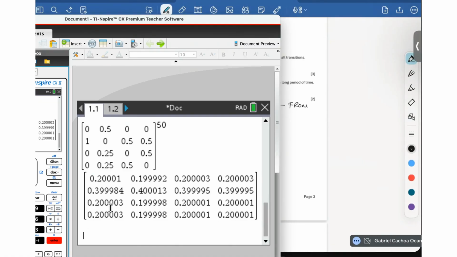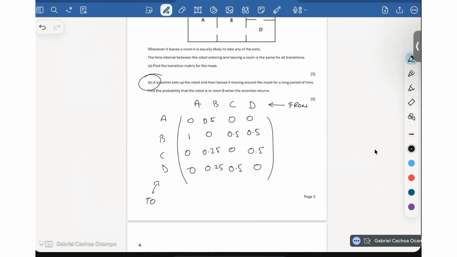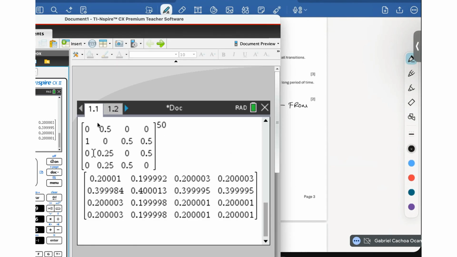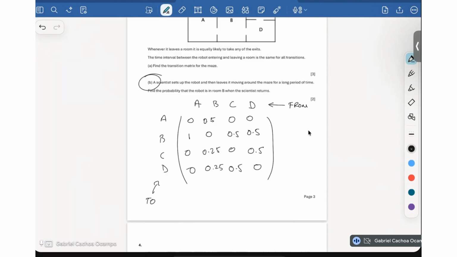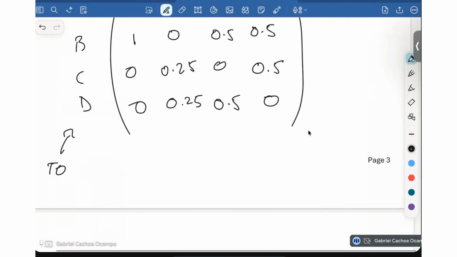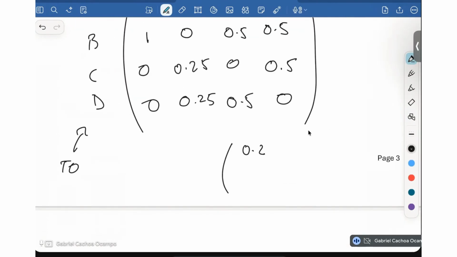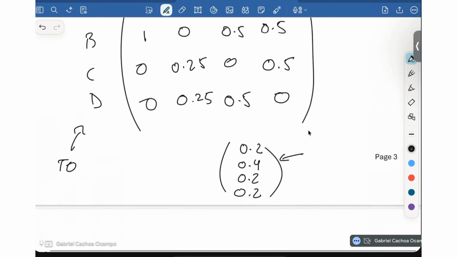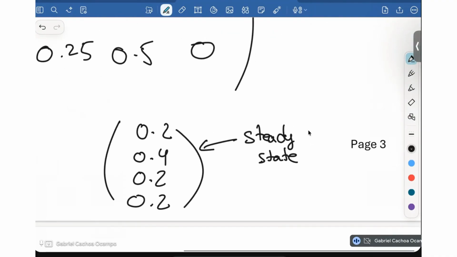So let's say that my steady state is 0.2, 0.4, 0.2, 0.2. That means that my steady state is 0.2, 0.4, 0.2, 0.2. This is the steady state. And now the probability that the mouse is coming into B is 40%.